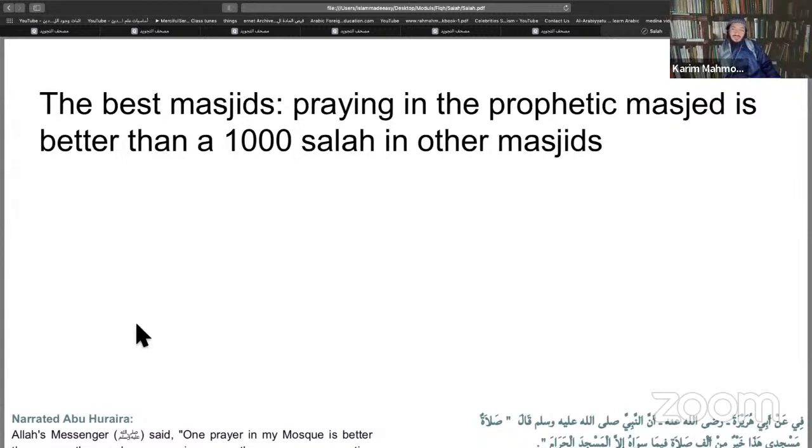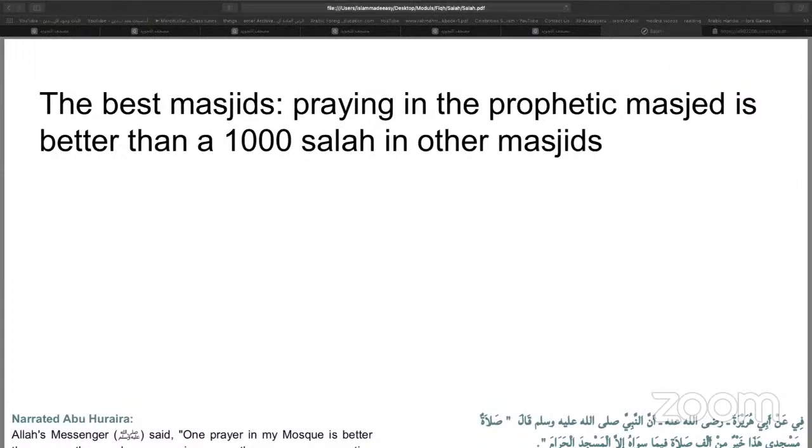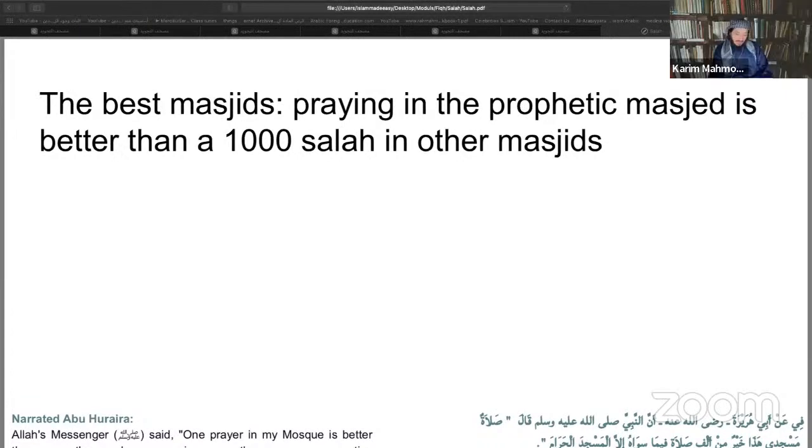Let's talk about the best of masjids. Praying in the masjid of the Prophet Muhammad sallallahu alaihi wasallam gets you 1,000 prayers of praying in any other masjid. If you pray in the masjid of the Prophet ﷺ, it is as if you prayed 1,000 prayers in any other masjid.